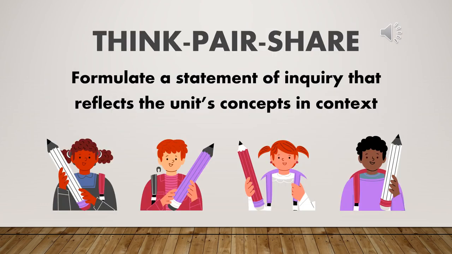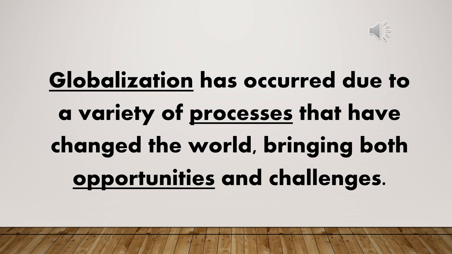Once we're done with all the concepts, whether key related or global, we're going to mix them together in one single statement, revealing the concept in the context of our lesson. After formulating our own SOI, we're going to move on to the actual SOI, which is: globalization has occurred due to a variety of processes that have changed the world, bringing both opportunities and challenges. Then we're going to talk about the positive and negative impacts on a lot of subjects, including communication, trade, and technology itself, and a lot more.